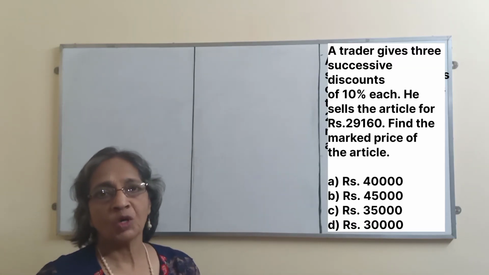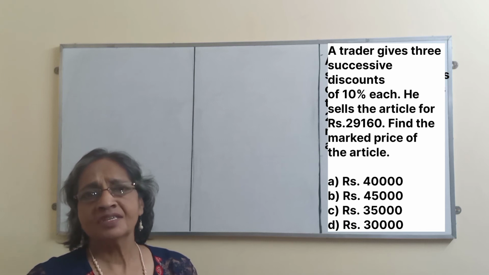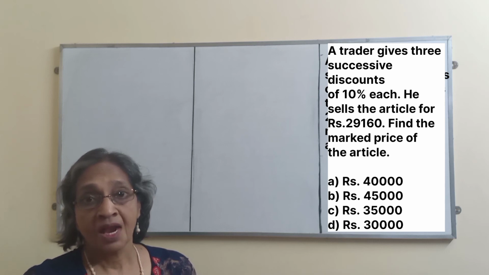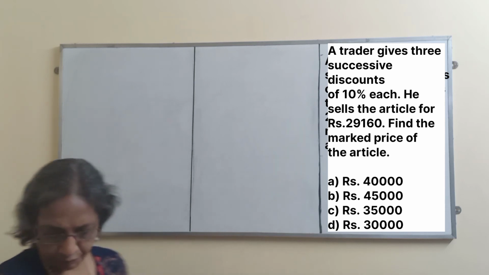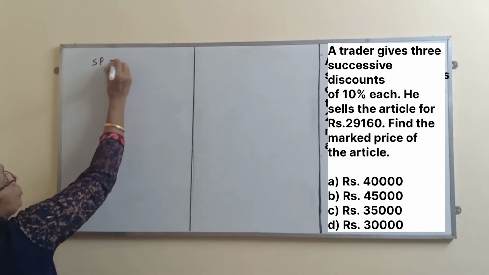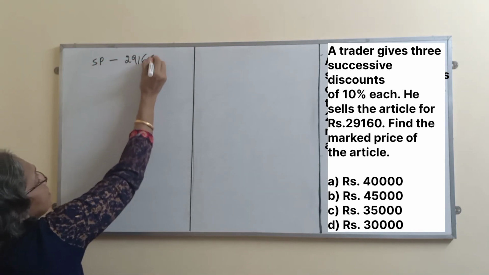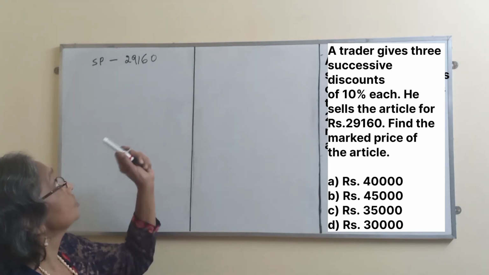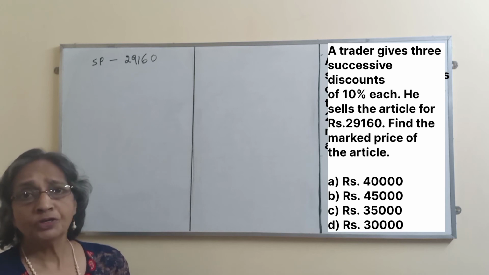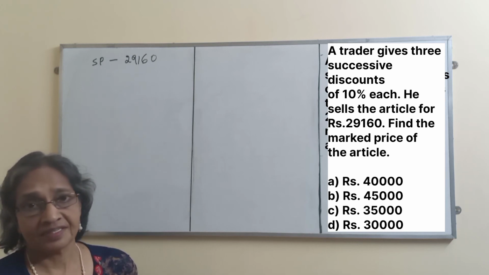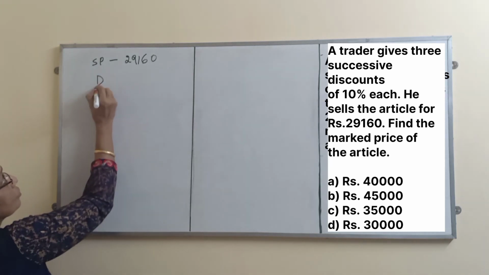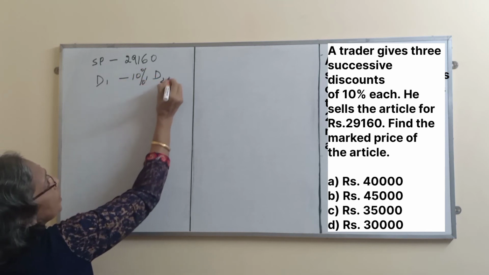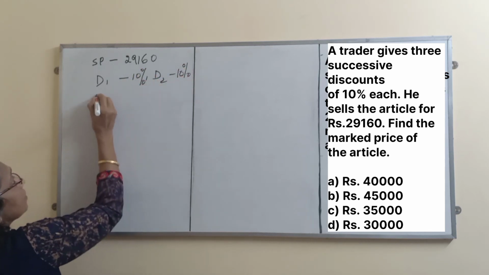Our next sum is on the board. A trader gives 3 successive discounts of 10% each, and he sells the article for 29,160. Okay? So he's selling it for 29,160. What you need to do is to find the marked price. So we have got 3 discounts. D1 10%, D2 10%, and D3 10%.